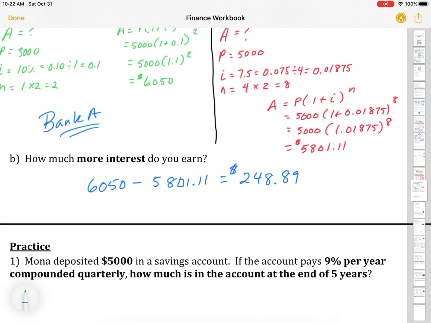All right, so that's compound interest. As you saw, it's a little bit different from simple interest. So now do some practice, and then we're going to look at it a little more later today.